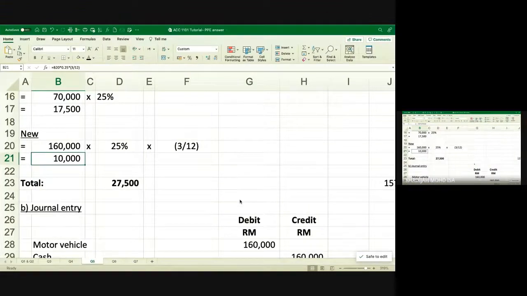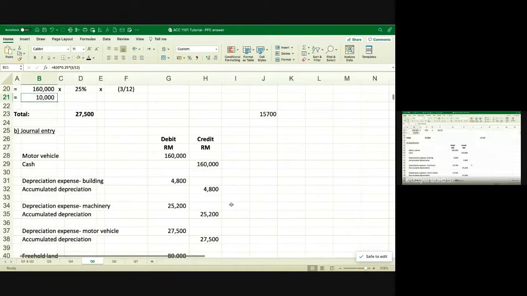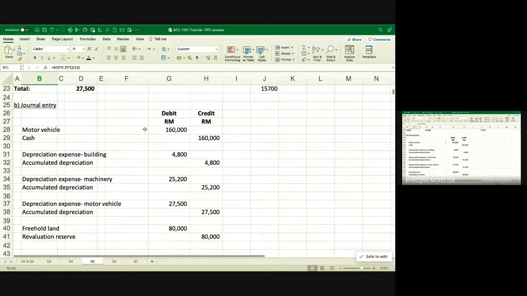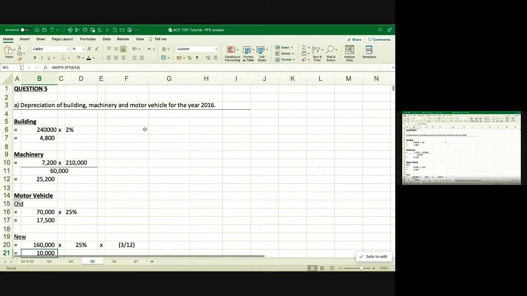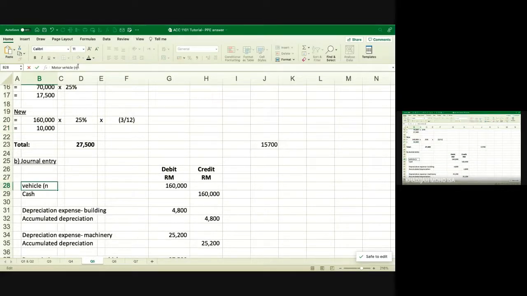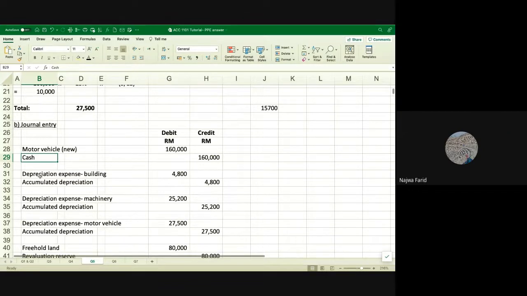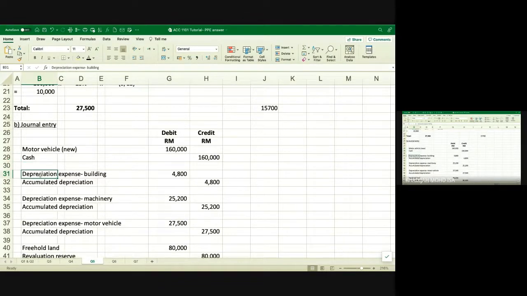Okay, so for the journal entries, you use whatever depreciation you have computed. This one is the new motor vehicle that you purchased, so you debit your motor vehicle and credit your cash. Is that clear? And then you have to do depreciation for each of the assets that you have computed.